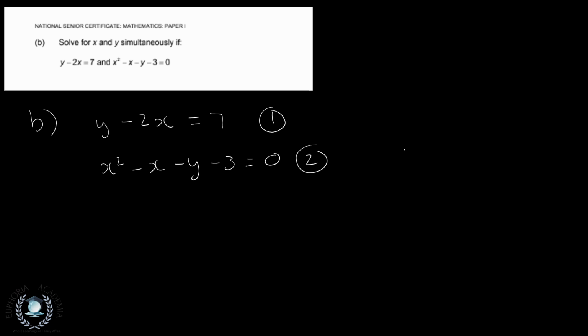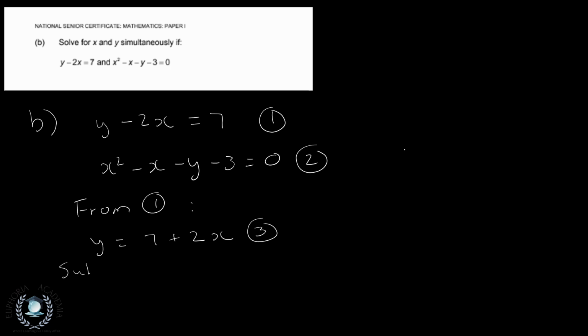Now, we need to rewrite these equations, making either y or x the subject of the formula. Now, for me, the easiest one to do is the first equation. So I'm going to do that. So from equation 1, we're going to have that y is equal to 7 plus 2x, or 2x plus 7, doesn't matter. Now, that will be equation 3.